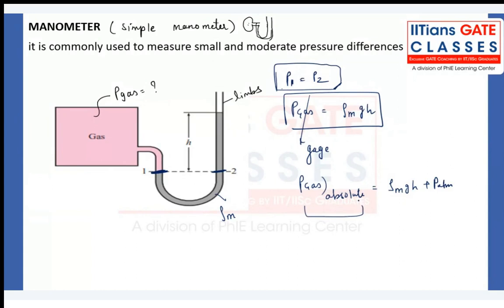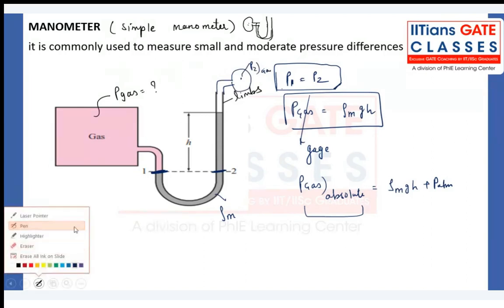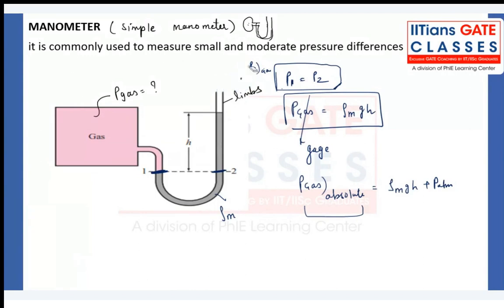Sometimes the two limbs of the tube are connected to two tanks, and I need to measure the pressure difference between the two tanks, P1 and P2. For that purpose, I need to connect one end of the limbs to the other tube also, where P2 is there. Some other gases are there. For that purpose, we cannot use this simple manometer. We have to use a differential manometer, right? I'm just removing this part.